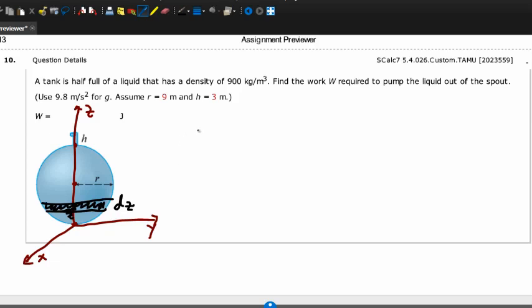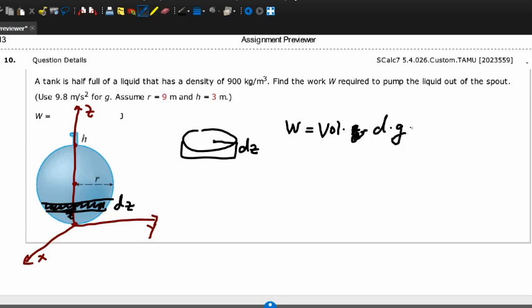As you can imagine, this slice will be a disc, right? It will be a disc like this, and the height will be nothing but dz. Okay, so how much work is needed to move this slice? It will be the volume of this slice times the density of the liquid times the gravitational constant g times the distance, right? So unlike the previous problem, the density will be different. I have to compute the volume, g is a constant, and I have to compute the distance. So let's see how this works.